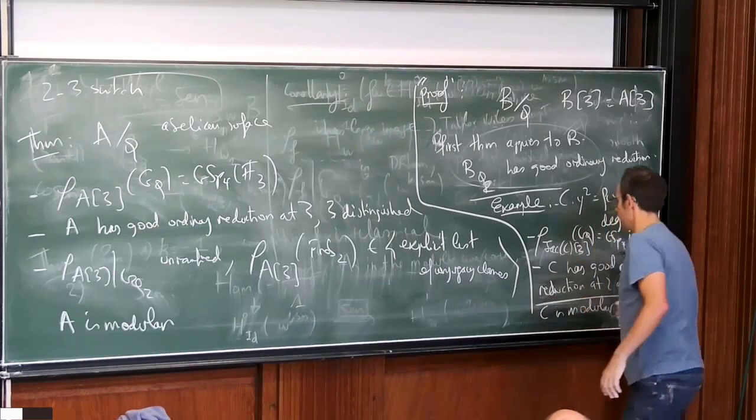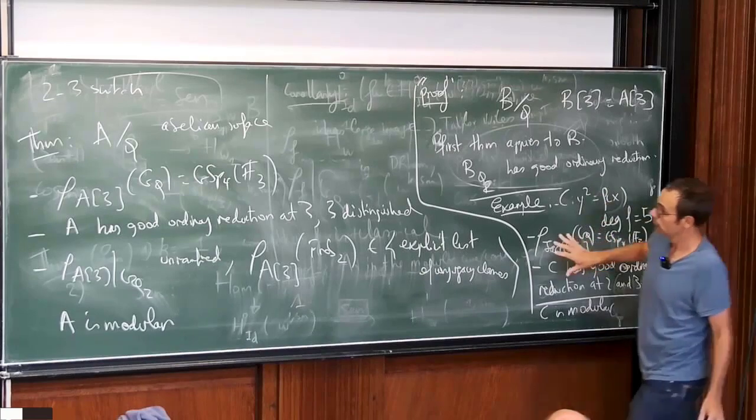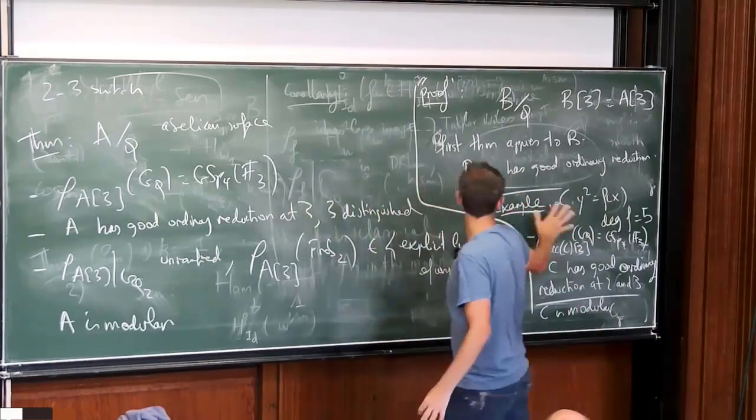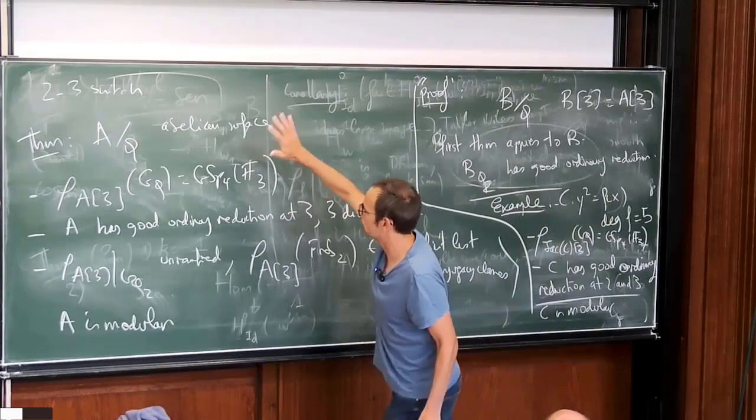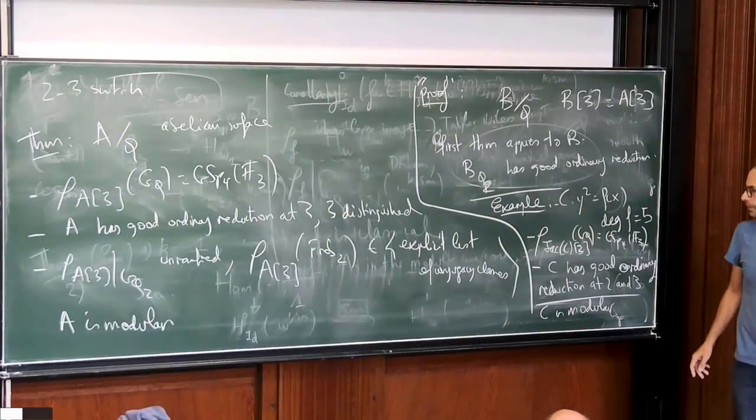Okay, and it takes some computer check to see that the Jacobian of such a C automatically fulfills this hypothesis. Okay, so I'm going to stop here. Thanks.